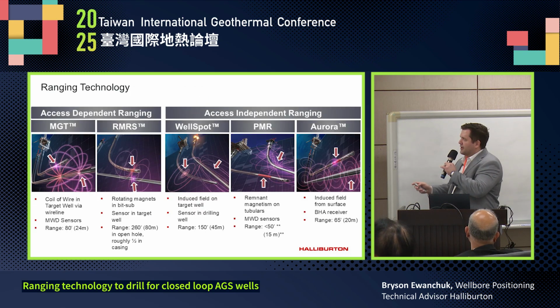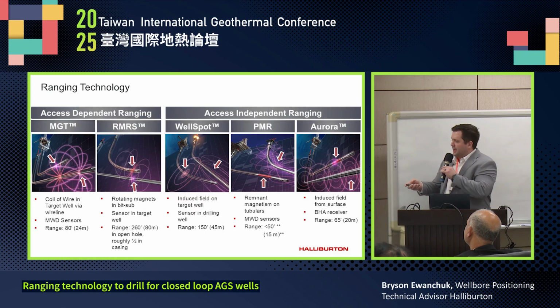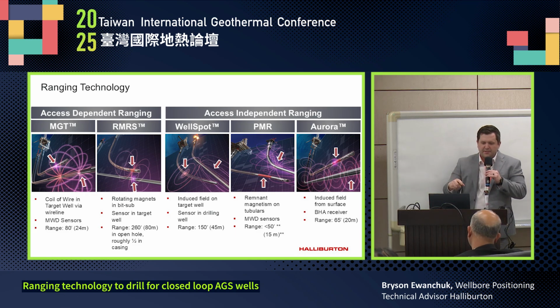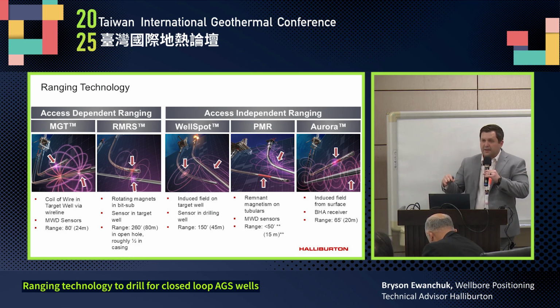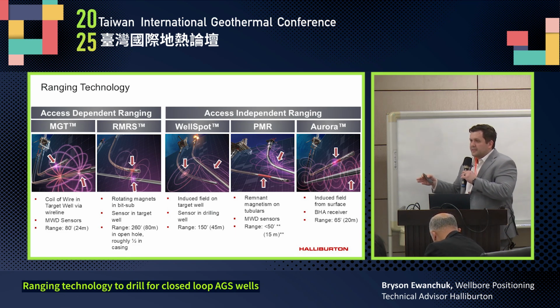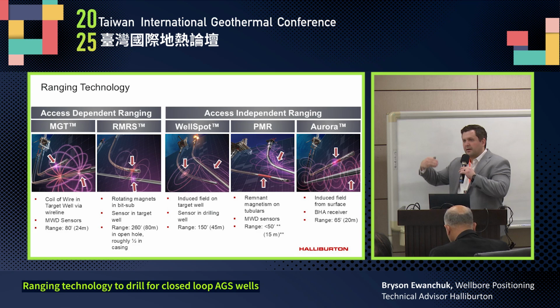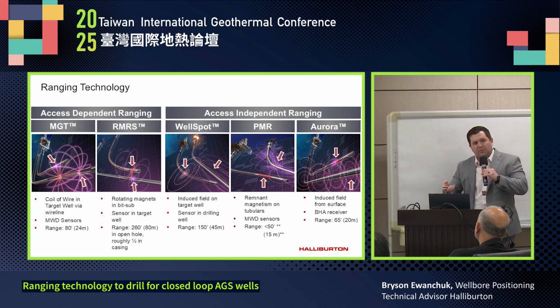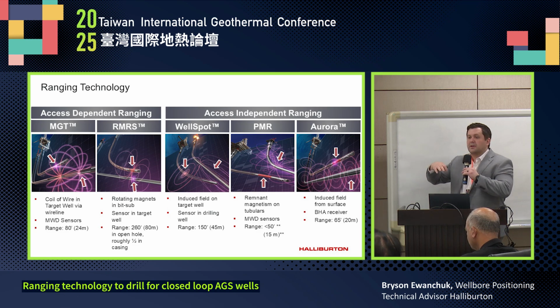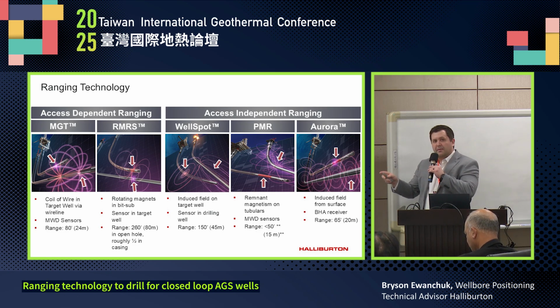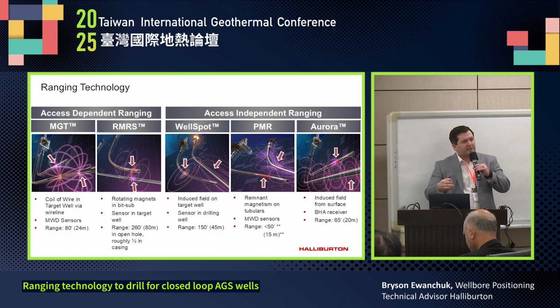So next, we have our ranging technology fleet. Starting off on the left-hand side here, we have our MGT system. The MGT system stands for the Magnetic Guidance Tool. The Magnetic Guidance Tool is basically a large coil of wire. We take this coil of wire, we put it in the target well. From this, we send current downhole. It generates a massive magnetic field. This magnetic field is then picked up by the MWD sensors, and we're able to get a distance and a target between the two wellbores.